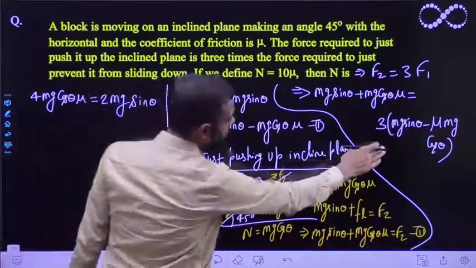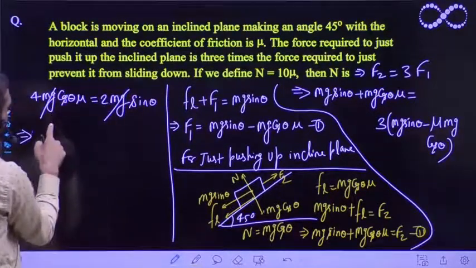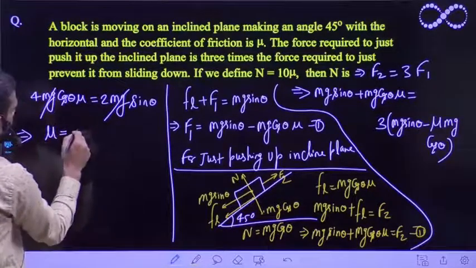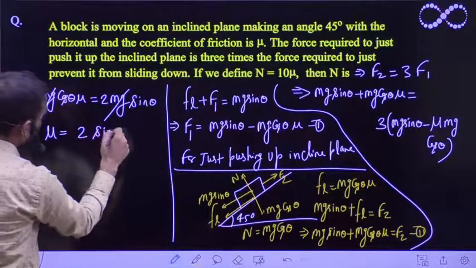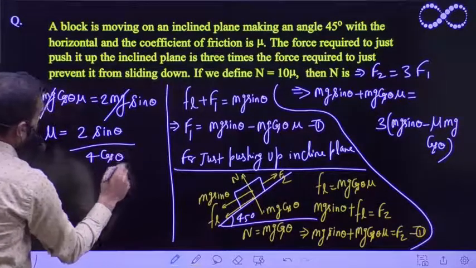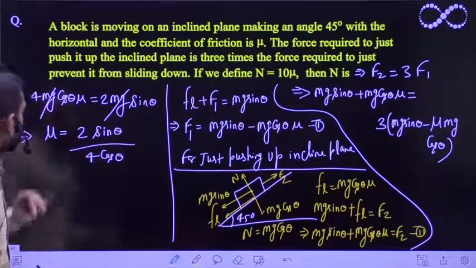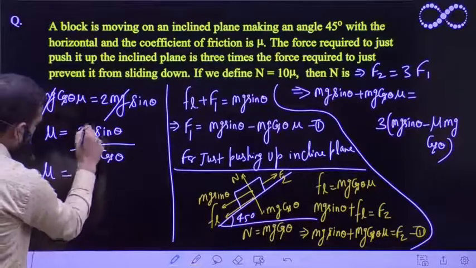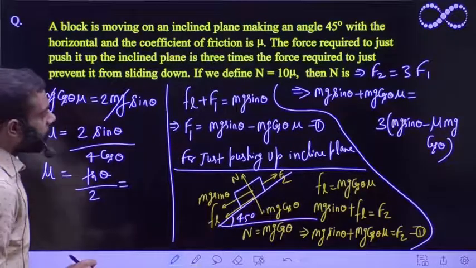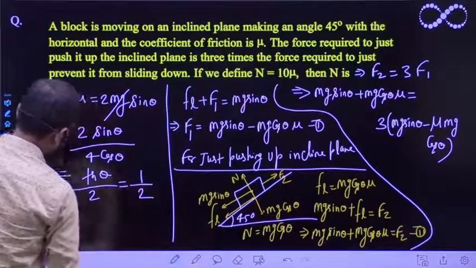Now mg will get cancelled out easily. So mu you will get here 2 sin theta upon 4 cos theta. The mg got cancelled out, 2 sin theta this side and 4 cos theta this side. So mu you are getting, this will get cancelled out, and this will get tan theta upon 2. So what is the angle of inclination given? 45 degrees. So tan 45 is 1. So obviously 1 upon 2 is coming mu.